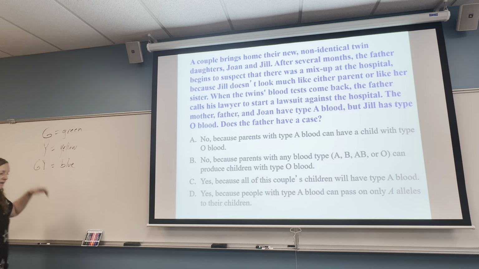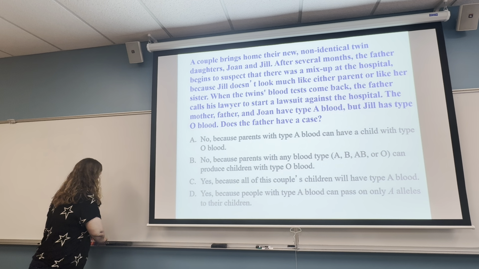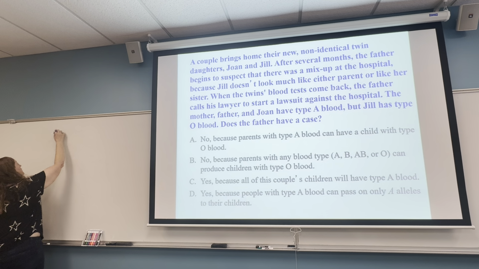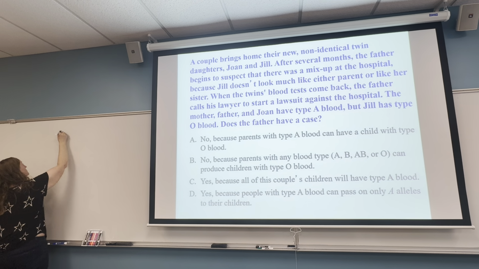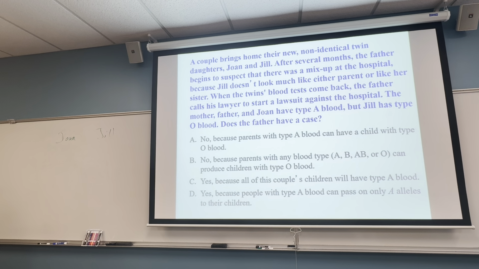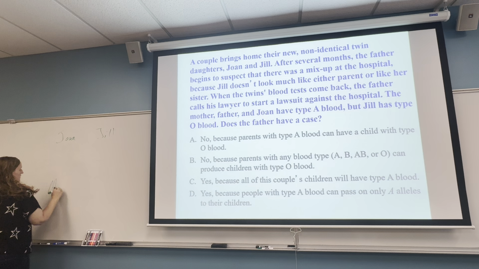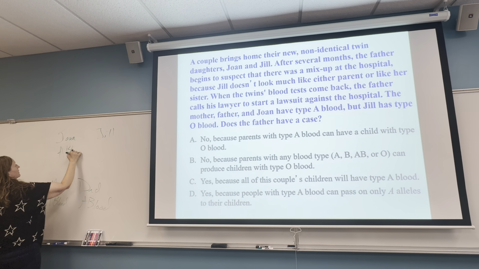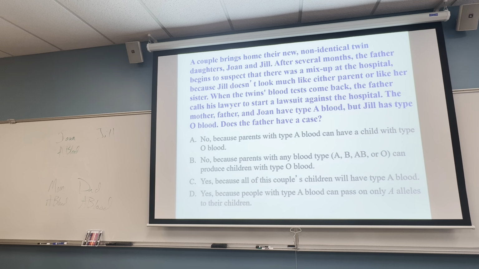So we've got a few people here. It says a couple brings home their new non-identical twin daughters, Joan and Jill. And after several months, the father begins to suspect there was a mix-up at the hospital because Jill doesn't look much like either parent or like her sister. When the twins' blood test comes back, the father calls his lawyer to start a lawsuit against the hospital. The mother, father, and Joan have A blood. Mother, father, and Joan, right? Jill has O blood.